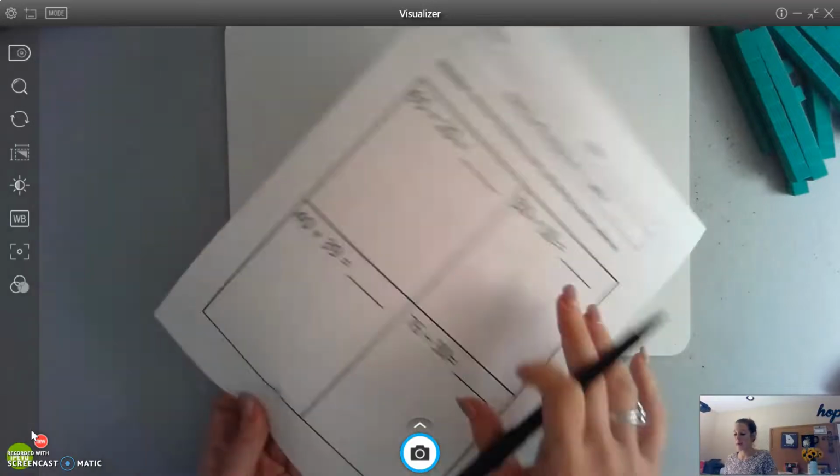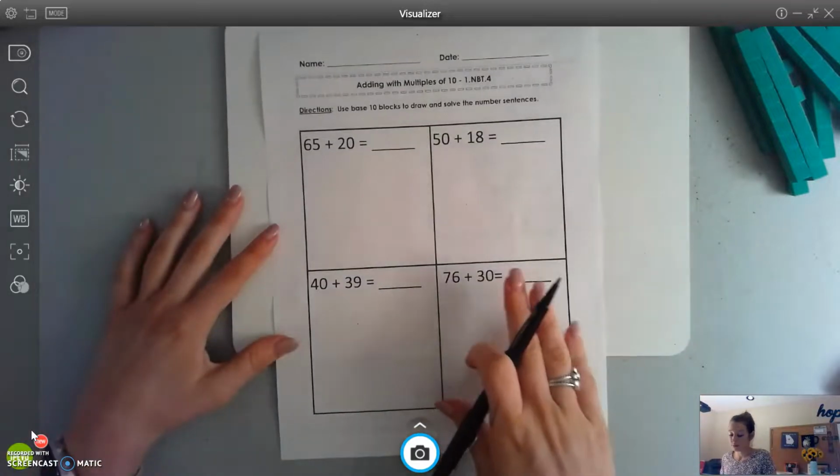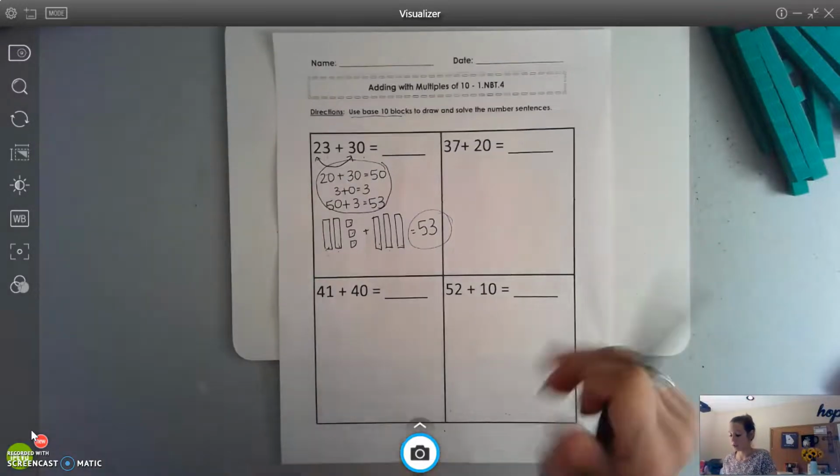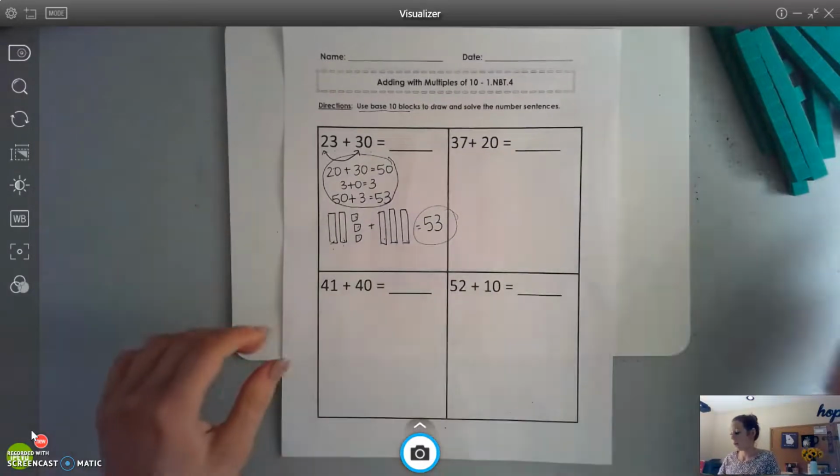There is a front and a back. This is attached to the PDF that we uploaded on Monday, so you can do them on a separate sheet of paper or print this out on your own.